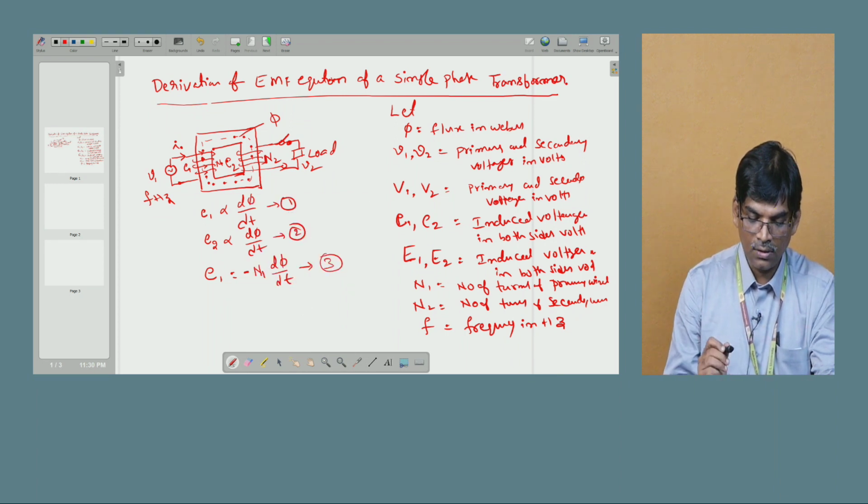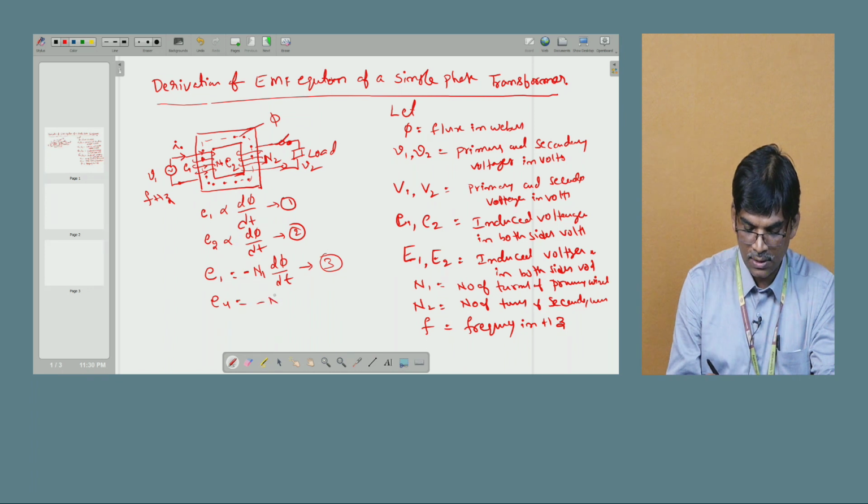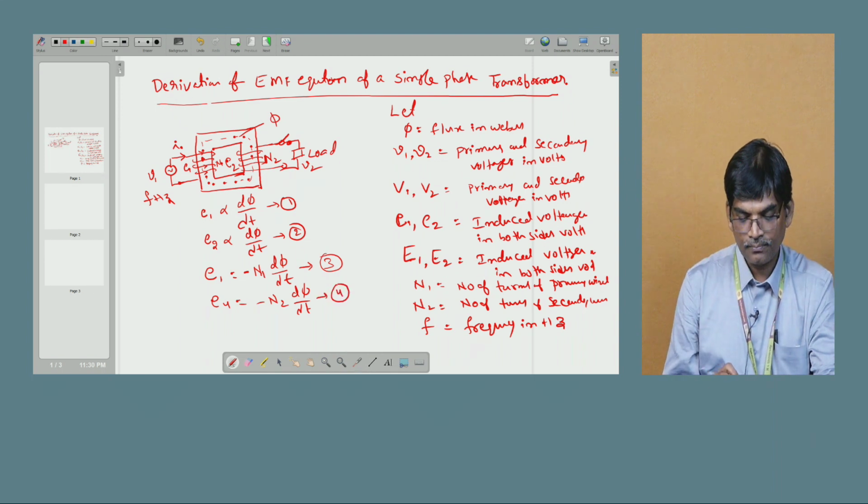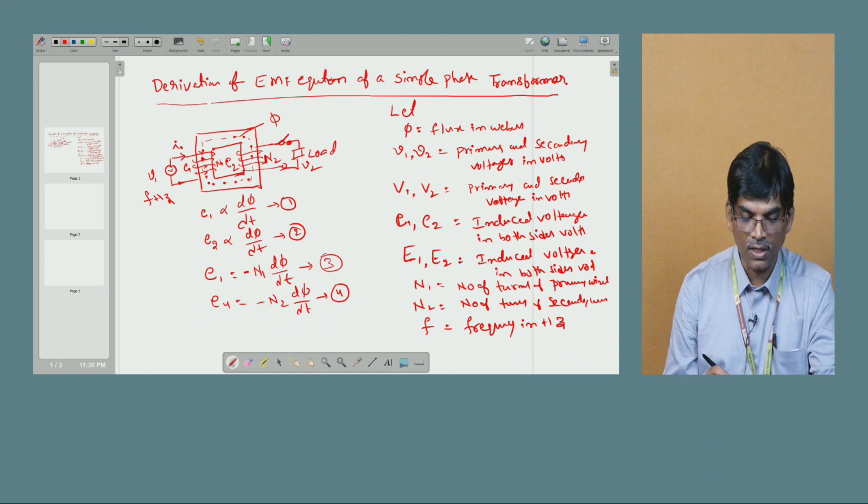Now equation 3. Similarly, E2 is equal to minus N2 dφ by dt. This is equation 4. You know that here φ is also an instantaneous value.